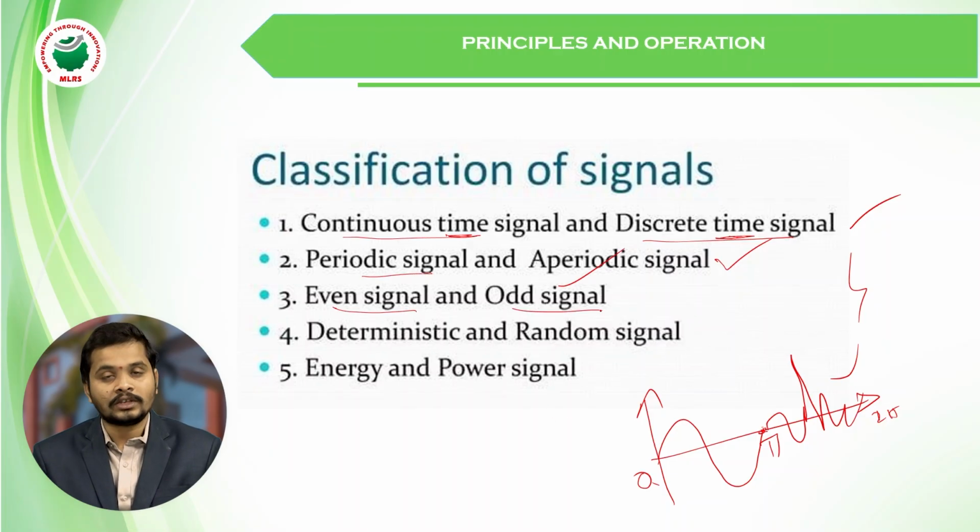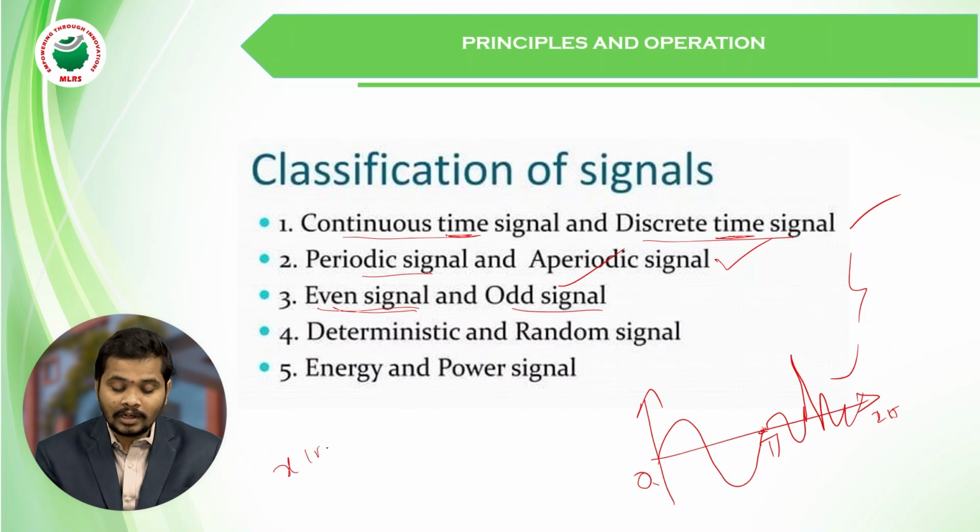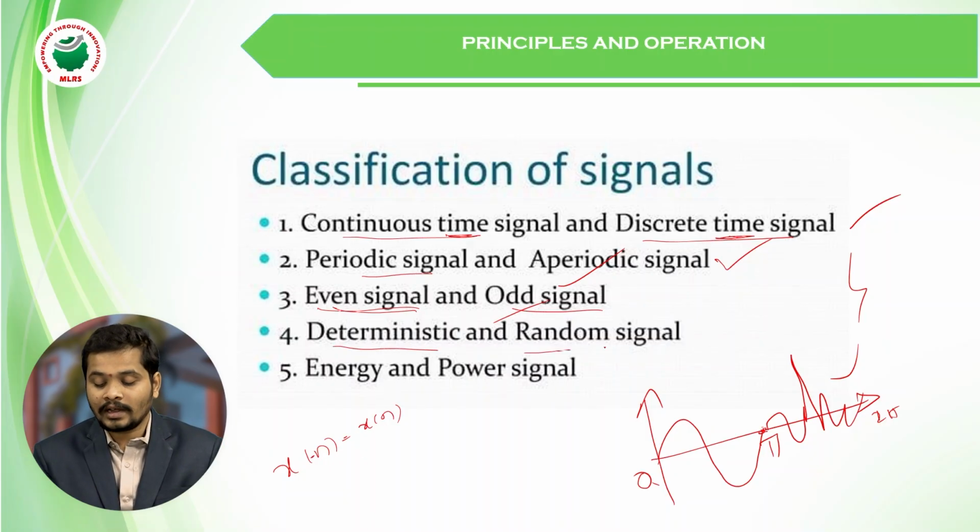Coming to the even and odd signal, an even signal is nothing but a symmetric signal. It can be represented as x of minus n equals x of n. For the negative values of n, the signal will not vary. An odd signal means it will vary.